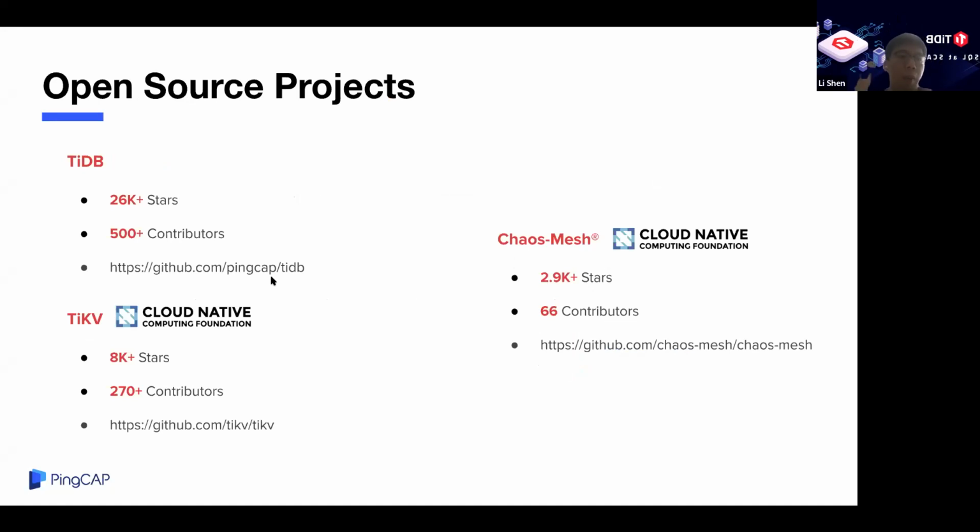The second one is TiKV. TiKV is created by PingCAP, and we donated this project to CNCF. Now it's a CNCF graduated project. And the third one is Chaos Mesh. It's also created by PingCAP, and we donated it to CNCF. It's a sandbox project. Chaos Mesh is the testing framework we use in PingCAP to test our distributed database. So if you need to test your own distributed system, you can consider Chaos Mesh.